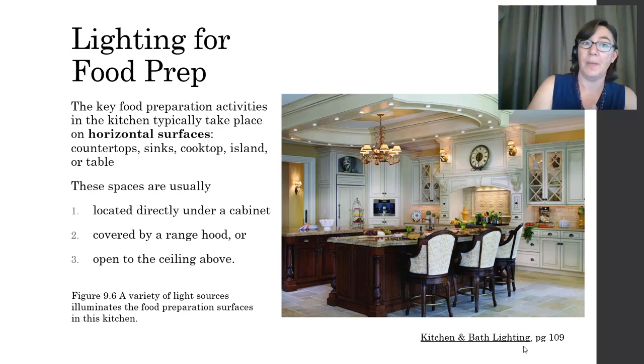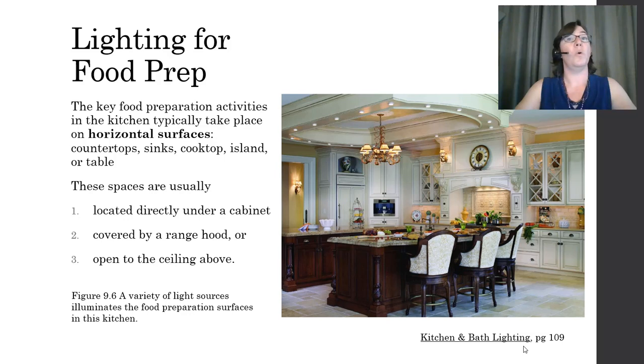So food prep, the key food prep activities happen on horizontal surfaces: countertops, sinks, at the cooktop, at the island, even at the table. All right. So these spaces are usually located directly under a cabinet, in which case under cabinet lighting would be key. They could be covered by a range hood, in which case lighting integrated into that range hood is appropriate. Or they could be, like in the case of an island or a table, simply open to the ceiling above.